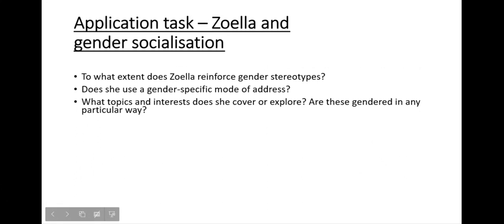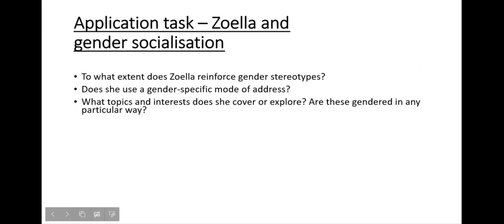When she talks to women, this is addressing the second question, does she use a specific mode of address which appeals to them? So the way that she talks to women, both in terms of the words that she uses, but also in terms of the manner in which she does this, so the tone that she adopts, the way that she looks, etc. Is this gender specific? Is this particularly feminine? And then lastly, what are the things that she actually chooses to cover and explore?